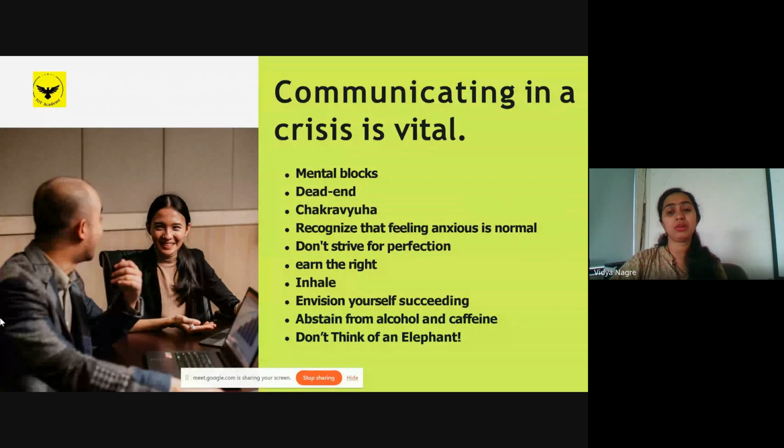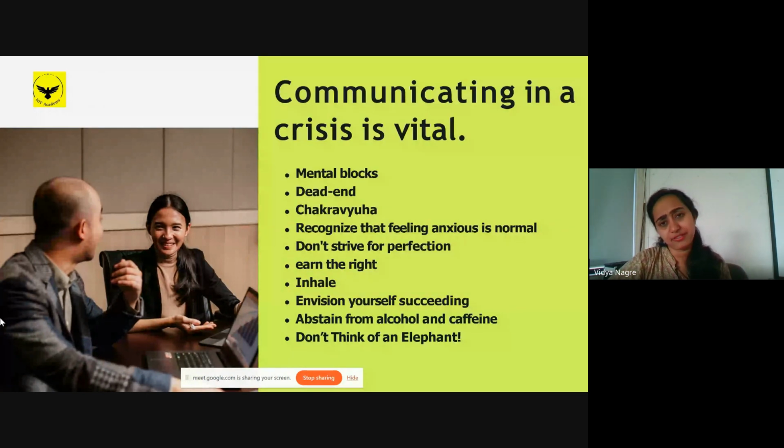Please abstain from alcohol or caffeine, because they are not remedies to lessen your stress. They rather will dehydrate you. They will cause bad effects on your health, and that is again going to make the situation worse.